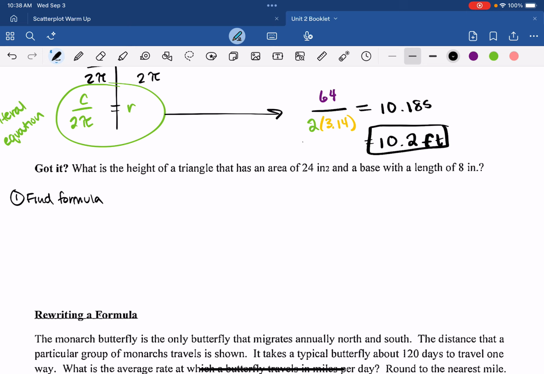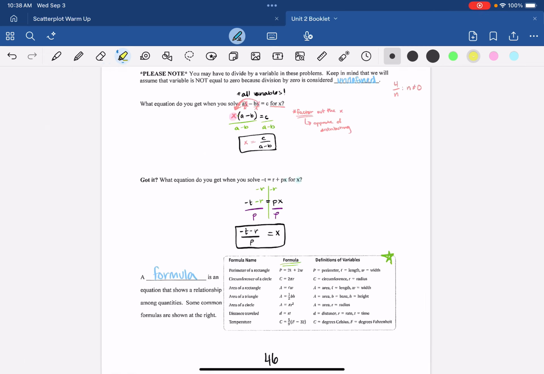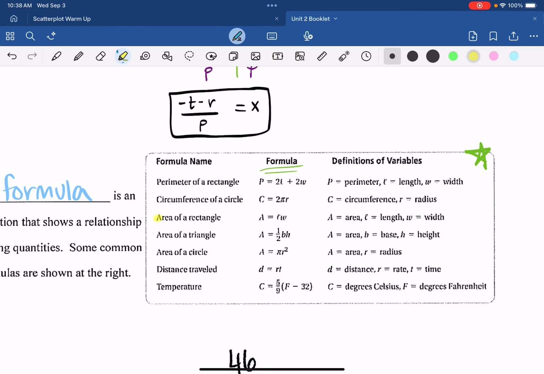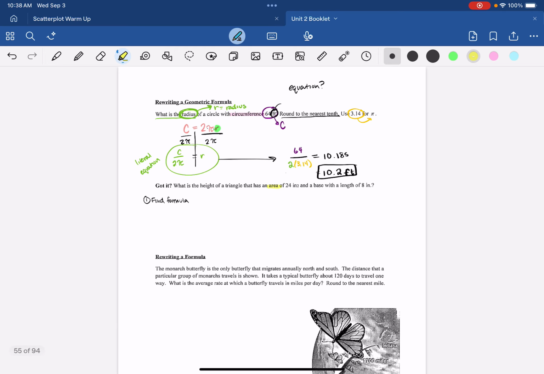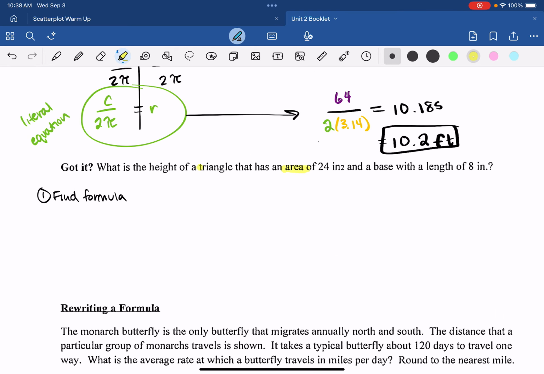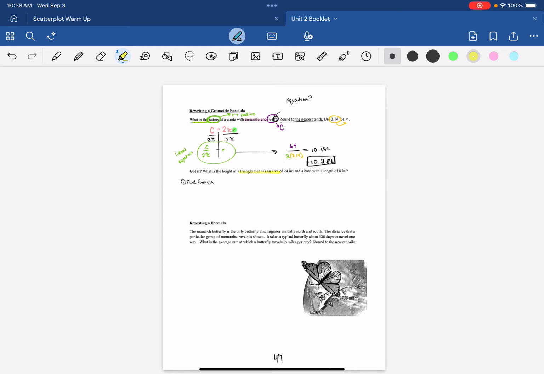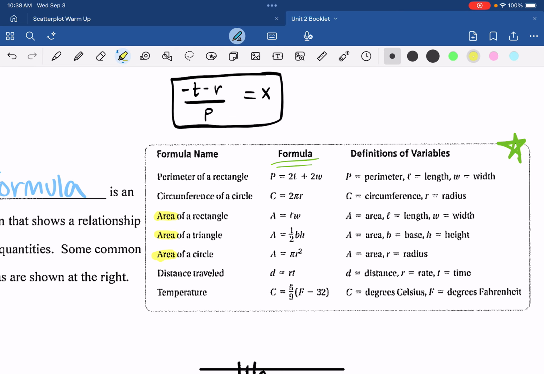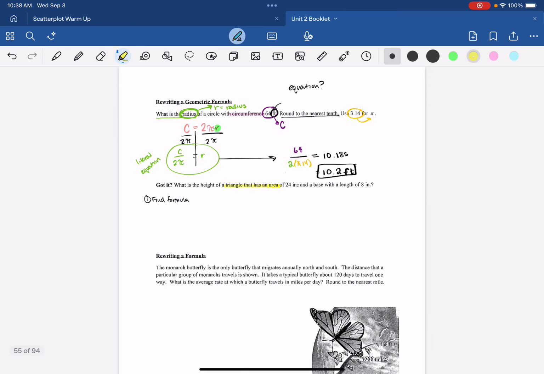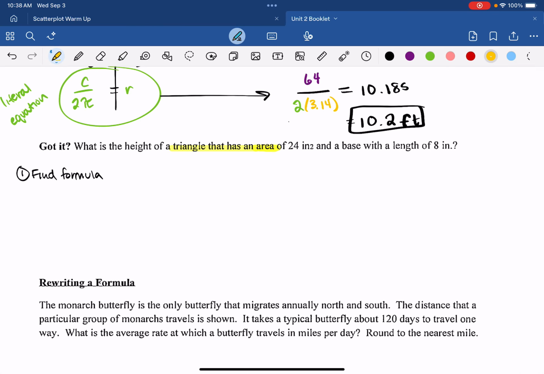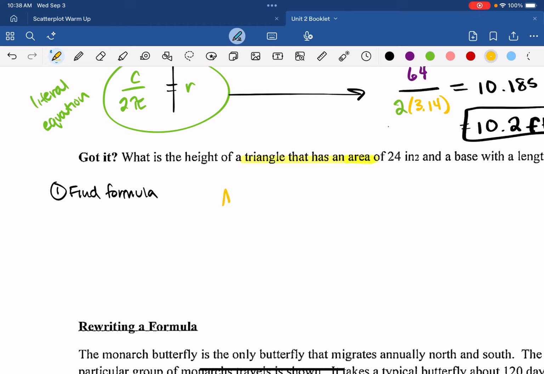So what am I giving you here? Well, I see height and then I see area. Area I know is a formula. So let's go back over here. What is my area? Oh, look, I have three areas. Which area do I want? A triangle has an area of 24, which means I would like to use that formula, area of a triangle. So I'm going to come back over here. Finding our formula is area equals 1/2 base times height.